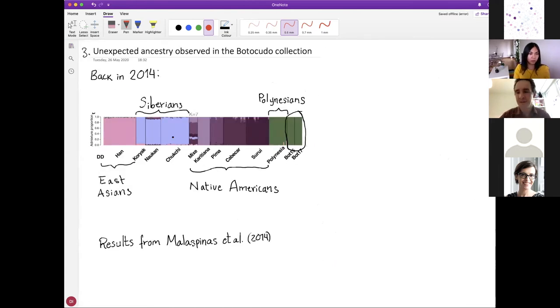Yes, so this was an admixture analysis, and they were compared to people from all over the world. So this was a simplified view. They have East Asians, Siberians, Native Americans, and Polynesians. And you just run this program, you compare to the genomes of these populations, and you observe that the genome is simply similar to that of the Polynesians in this group. So they are of Polynesian ancestry and not Native Americans.